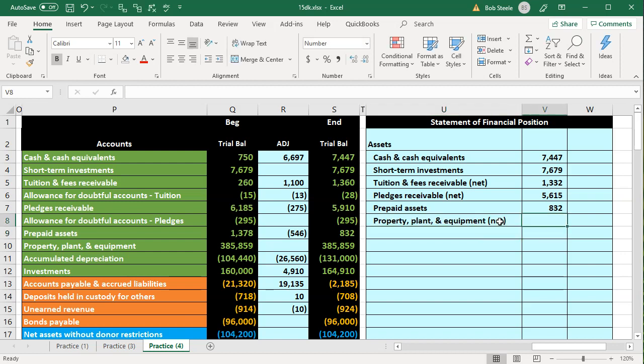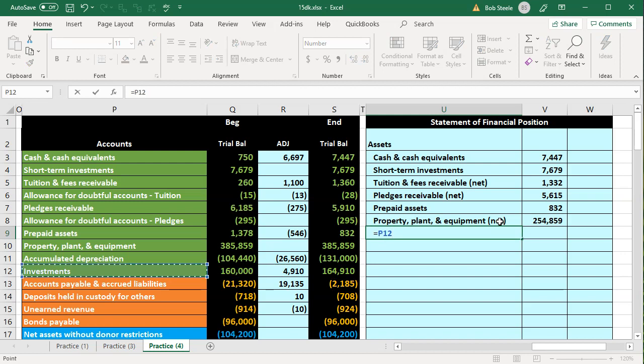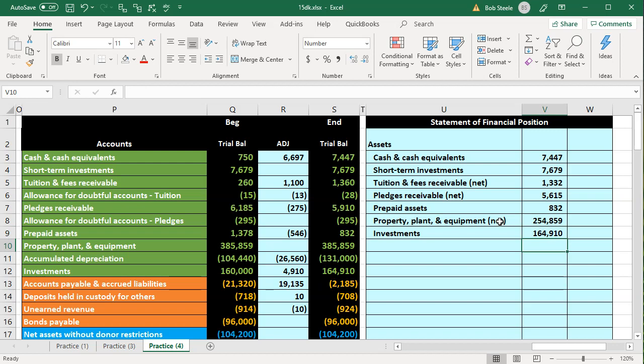And then we'll do equals the sum of. We'll pick up the property, plant, and equipment and the accumulated depreciation. And there we have that. Next, we're going to pick up the investments, finally. And lastly, we will pick up the investments, at least for the asset portion of the statement of net position. That adding up to the 164,910. And there we have that. That's going to give us then the total assets.